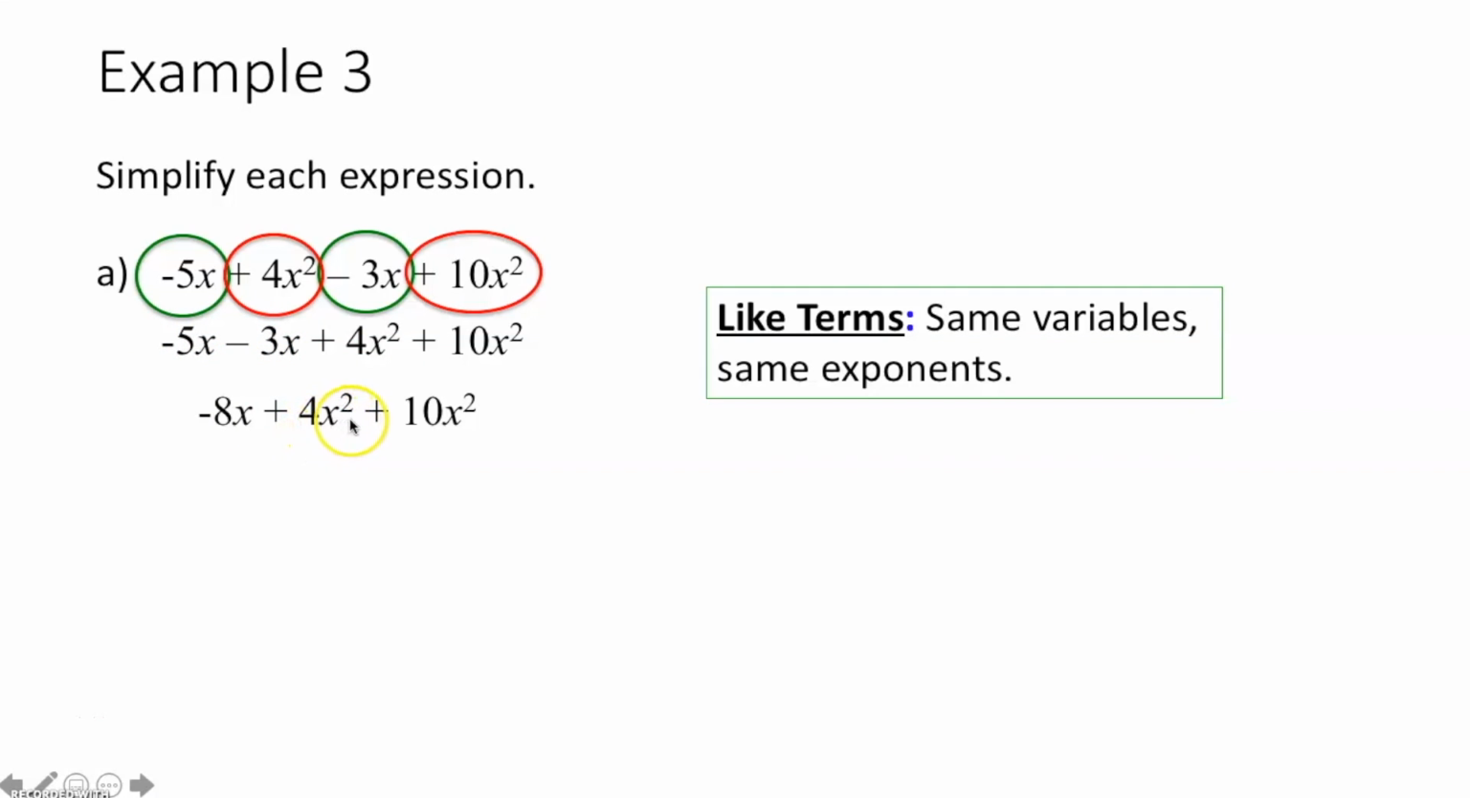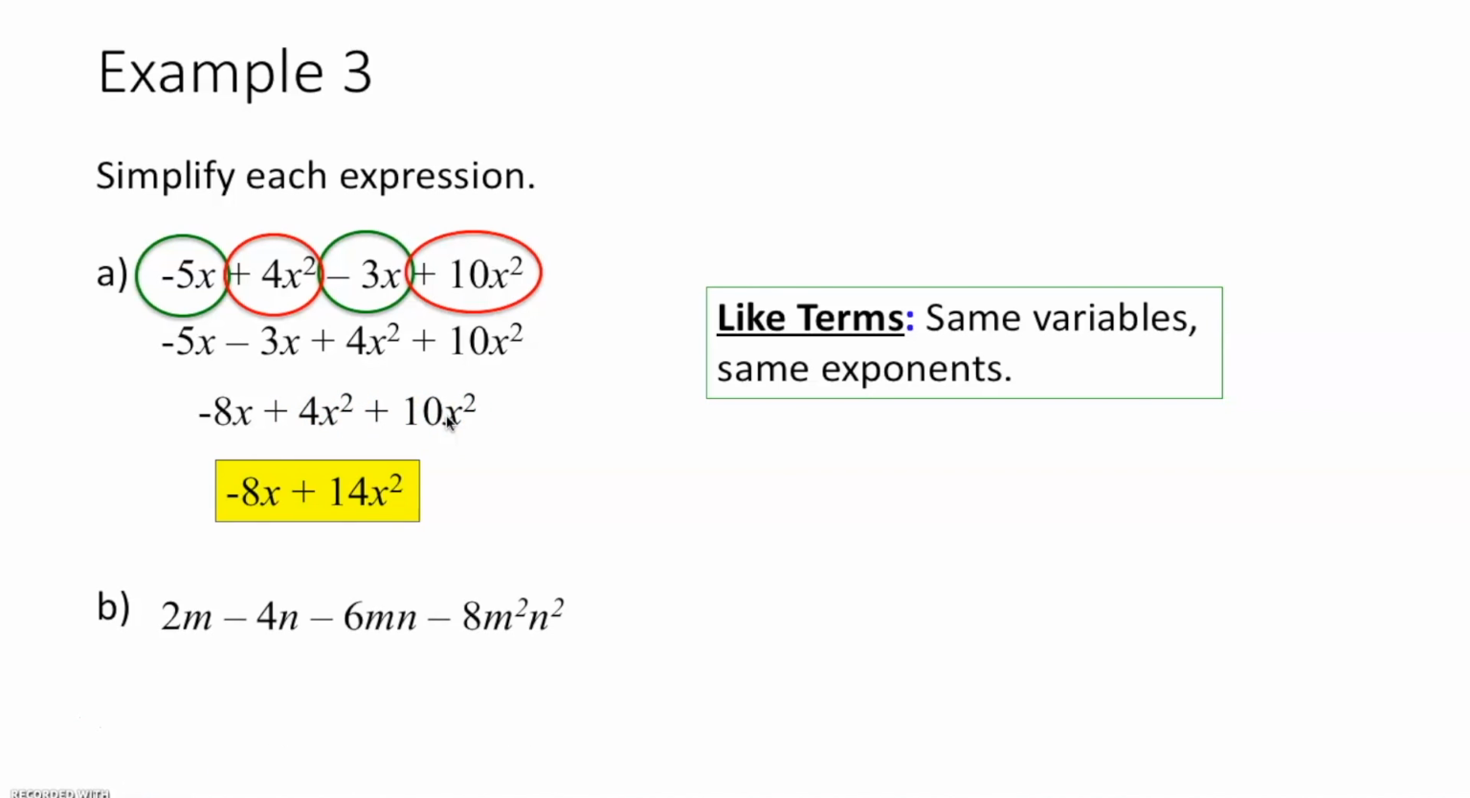Over here, 4x squared plus 10x squared. Please do not add the exponents. Again, the variables and their exponents stay the same. So what is 4x squared plus 10x squared? That is 14x squared. Part B, we have 2m minus 4n minus 6mn minus 8m squared n squared.